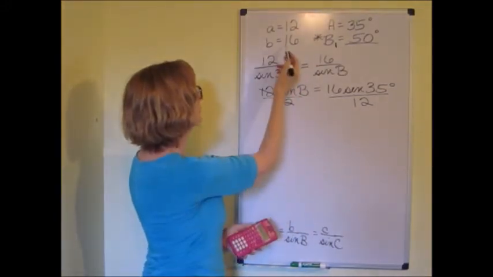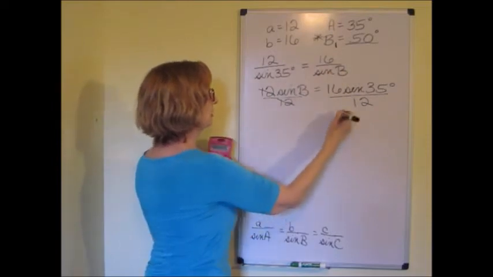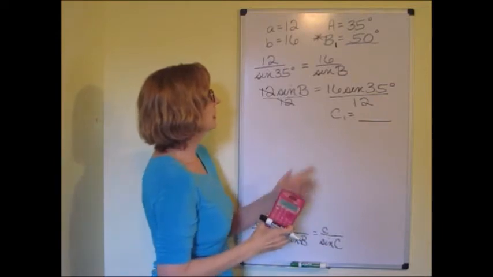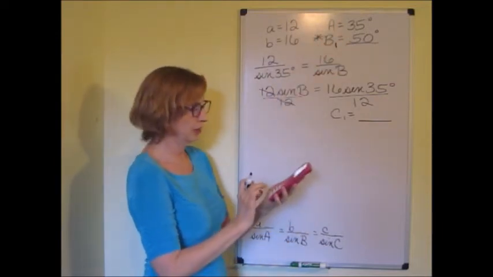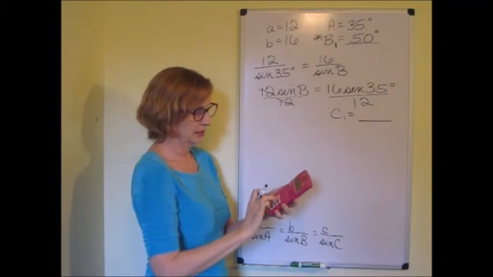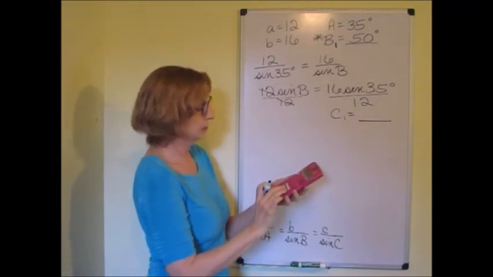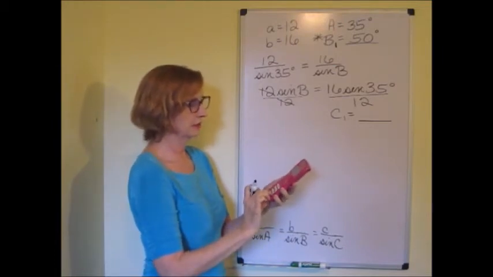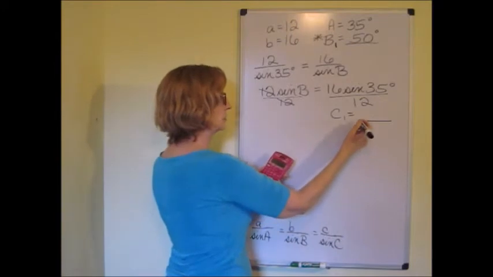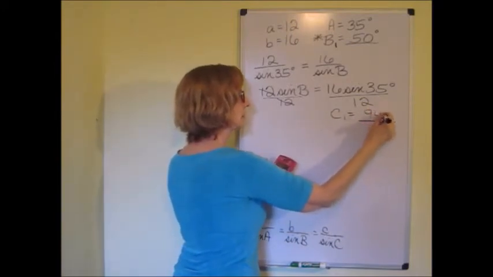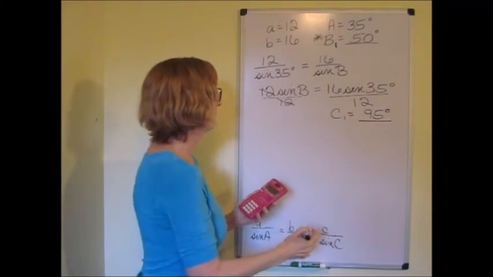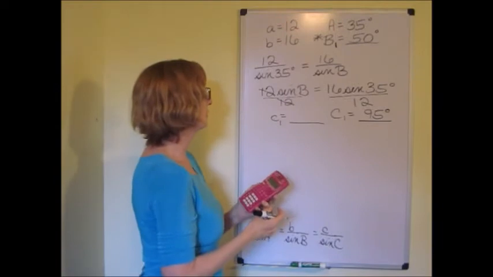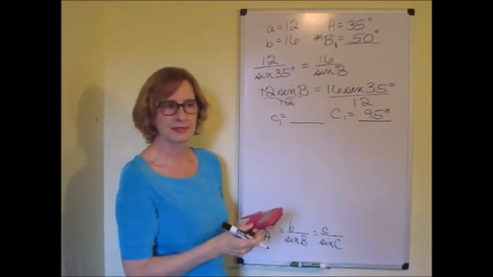I still want to find C, and I want to find angle C. Well, finding angle C in this first triangle should be easy, because I've got 2 angles. Subtract them both from 180. So I've got 180 minus 35 minus 50, and that'll give us angle C for this triangle is 95 degrees.